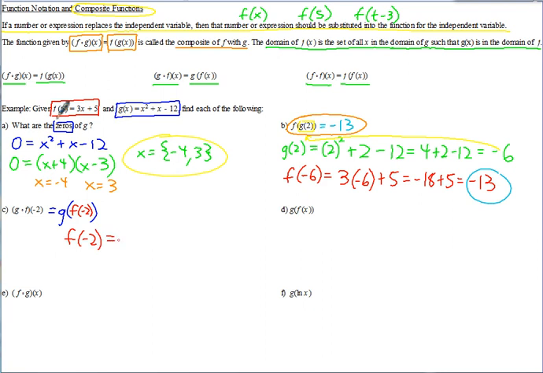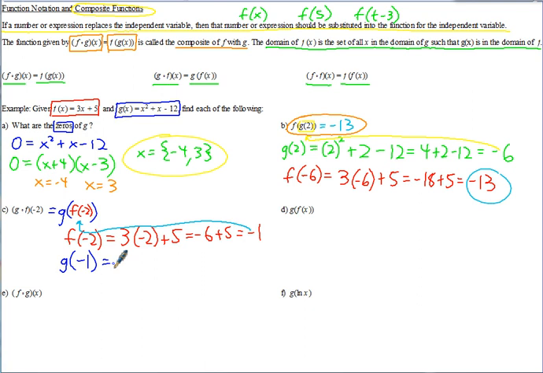We use the function f, and wherever there's an x, we replace it with negative 2. So that'd be 3 times negative 2 plus 5. 3 times negative 2 is negative 6. Plus 5 gives you negative 1. So that's what f of negative 2 is. So we can take f of negative 2, and now we know it equals negative 1. So we can replace that with negative 1 and substitute that into the function g.